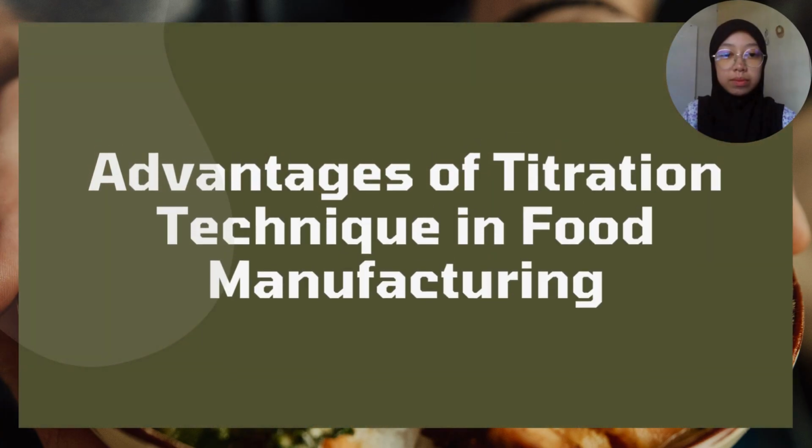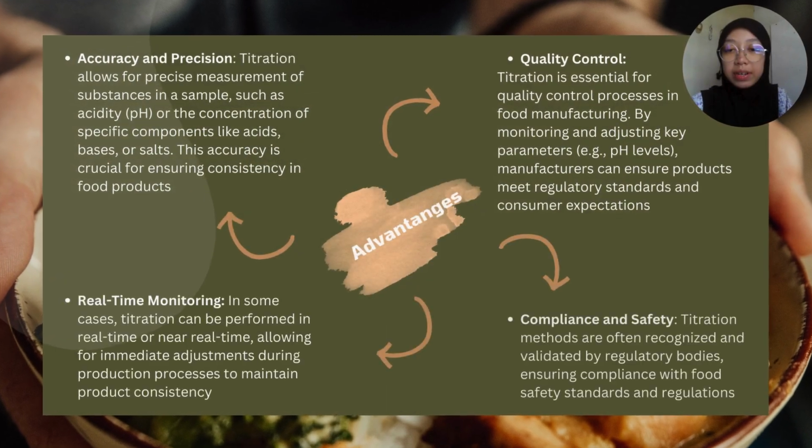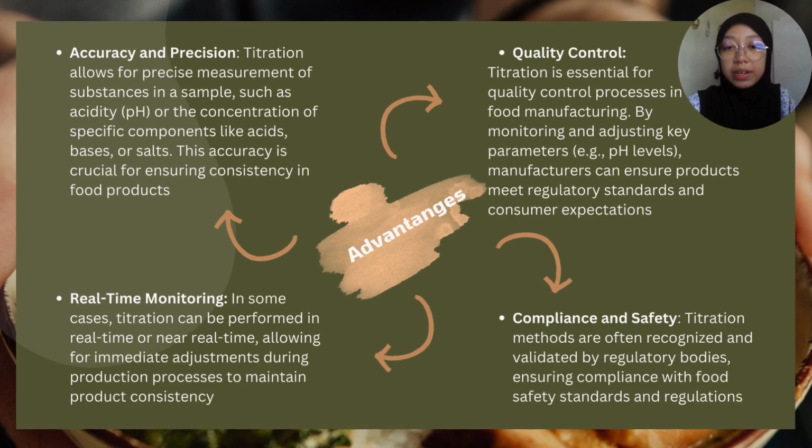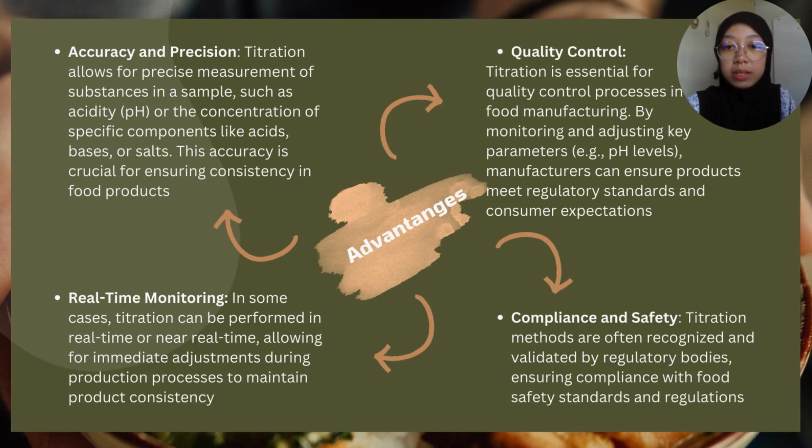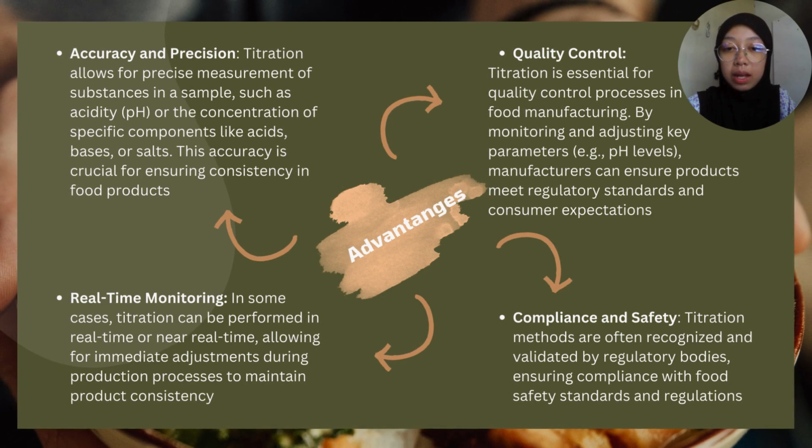Now we will see the advantages of the titration technique in food manufacturing. First is accuracy and precision. Titration allows for precise measurement of substances in a sample, such as acidity, pH, or the concentration of specific components like acids, bases, or salts. This accuracy is crucial for ensuring consistency in food products.